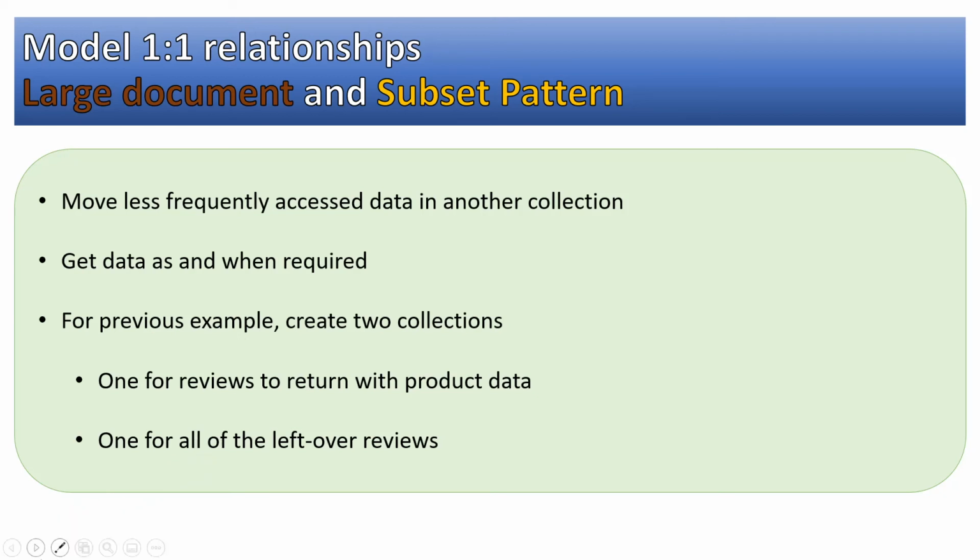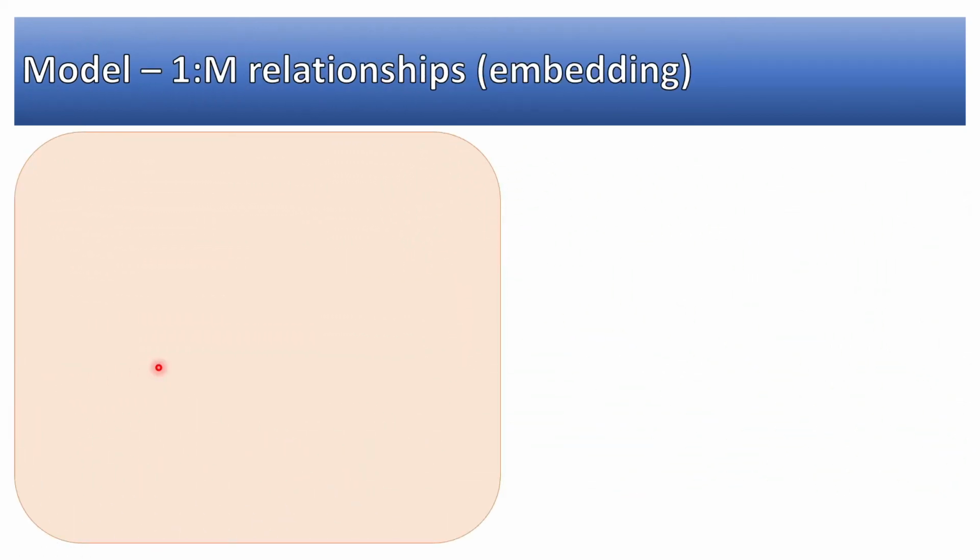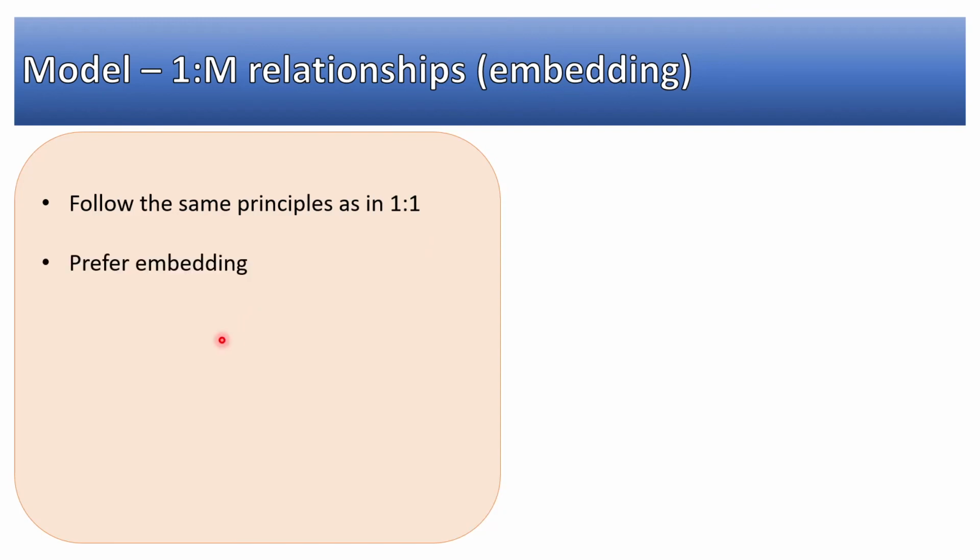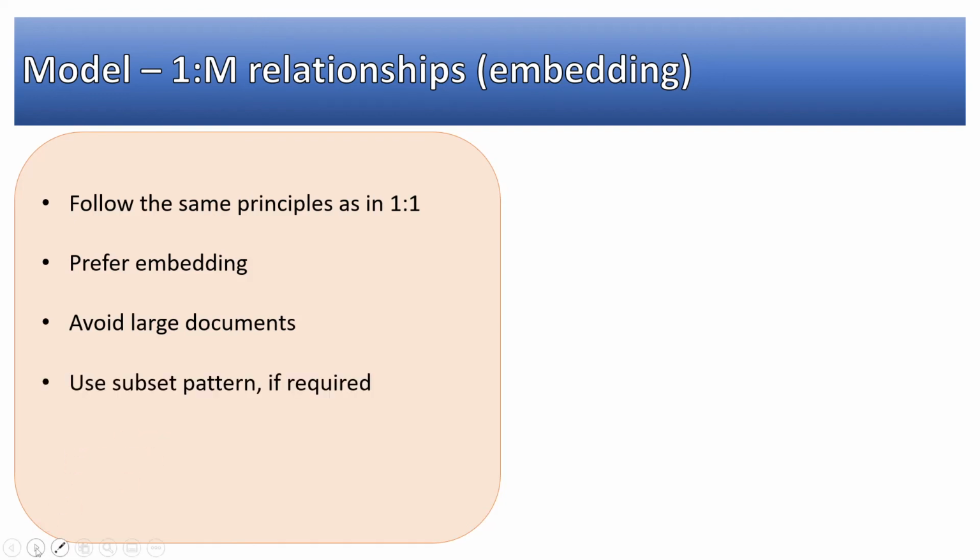That I just explained. How to model one-to-many relationships when it comes to embedding? It follows the same principle as in one-to-one relationships of embedding. Prefer embedding. Here also we prefer embedding. Avoid large documents, which is again, we want to use the subset pattern here also to avoid large documents. Use the subset pattern. Additionally, identify patterns to access this data.